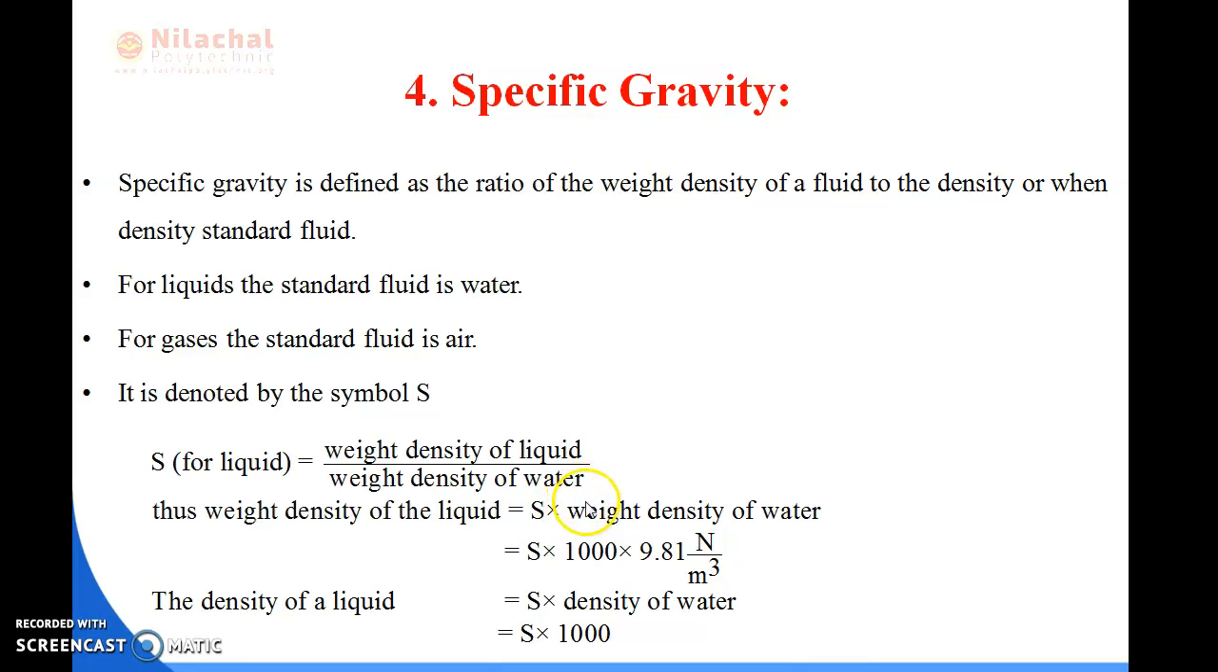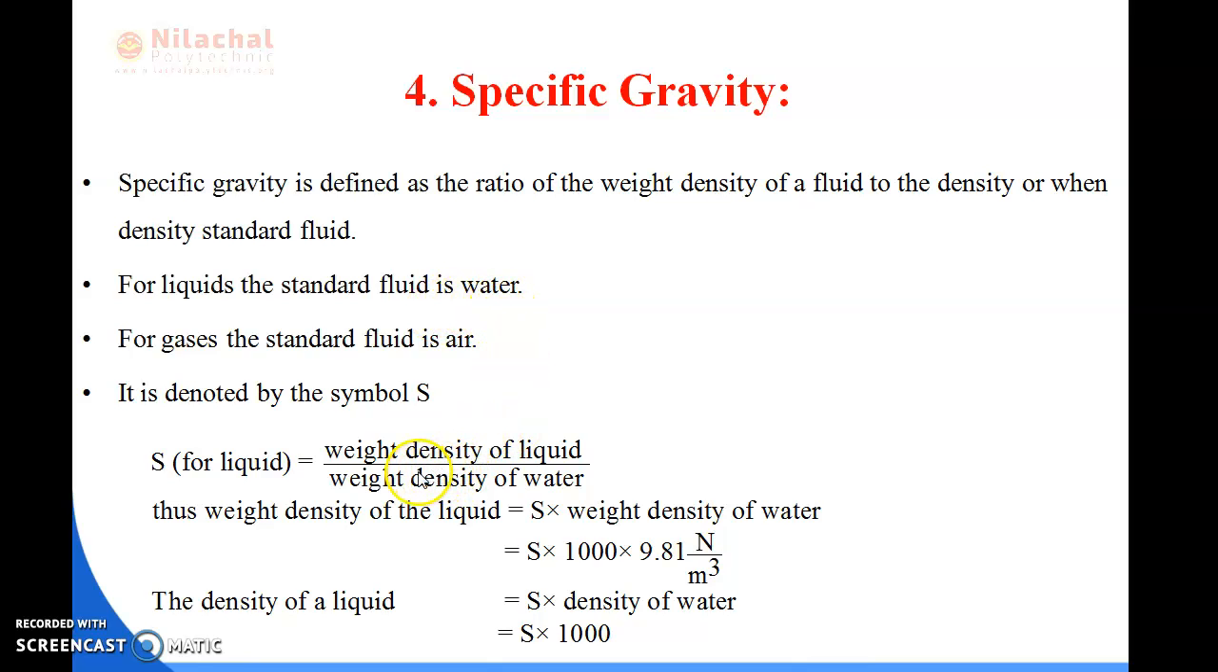All of you know that the weight density of water is 1000 into 9.81 Newton per meter cube. Thus the density of the liquid is equal to S into density of the water, that is S into 1000. So here, water is the standard fluid for the liquid case.